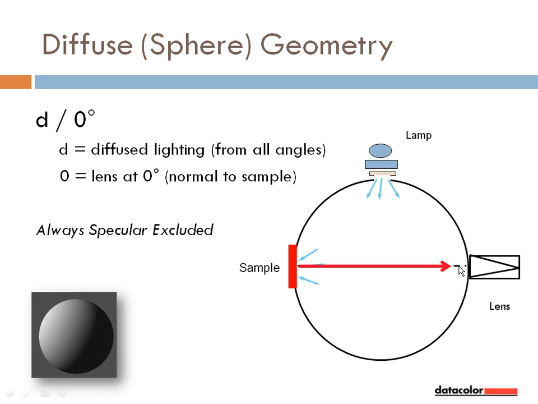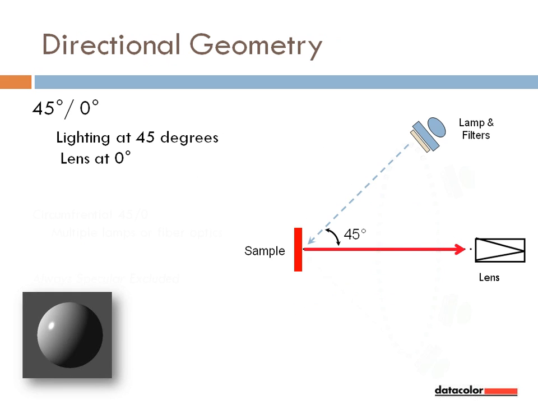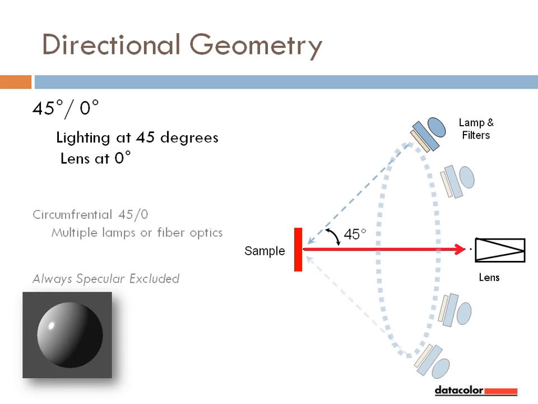Moving the lens off the sample normal makes specular included measurements possible. Opening a hole in the sphere opposite the lens prevents light falling on the sample at the specular angle to obtain a specular excluded measurement. This is a directional geometry. A detector at a sample normal and lamps at 45 degrees to that plane. Most 45-0 instruments use ring detectors to help mitigate repeatability problems with textured samples.